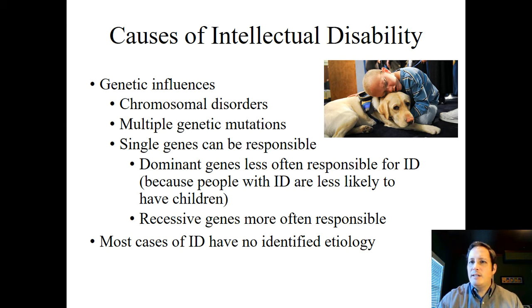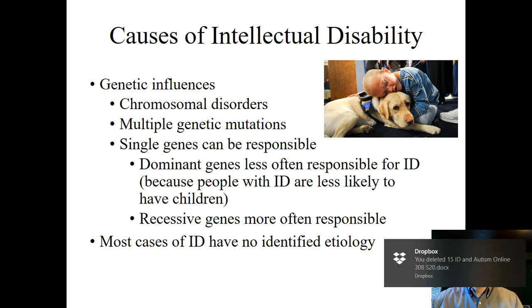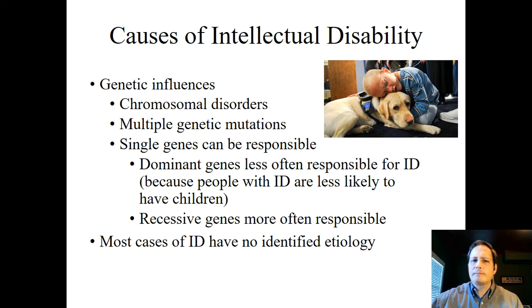Usually, dominant genes are less often responsible for intellectual disability because people with intellectual disability are just less likely to have children. So what they typically are is more recessive genes, and we see that with an awful lot of chromosomal disorders. In other words, it gets into an evolutionary sense where those with low functioning intellectual disabilities are very unlikely to have offspring, therefore not passing on dominant genes. But if somebody is of normal intelligence, it's more likely to pop up.